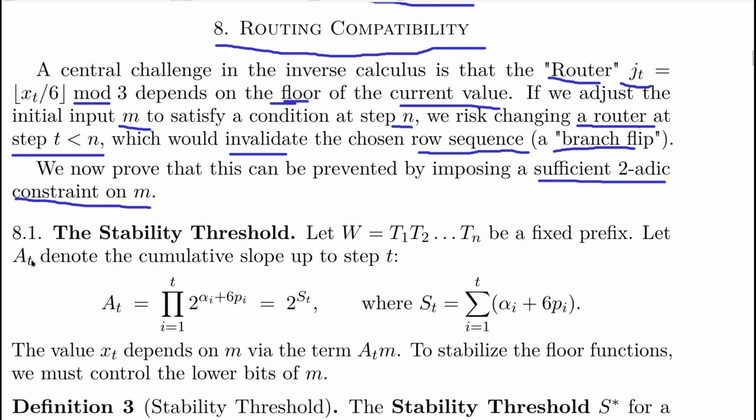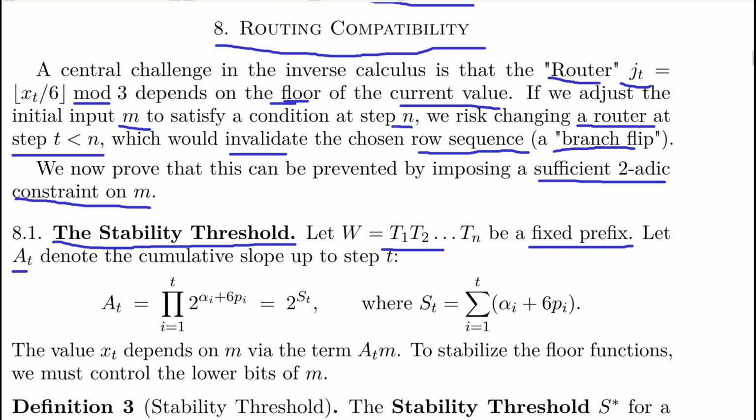Okay, so let's look at that. The stability threshold. Let W, which is a word, W = t1, t2, all the way to tn, be a fixed prefix.